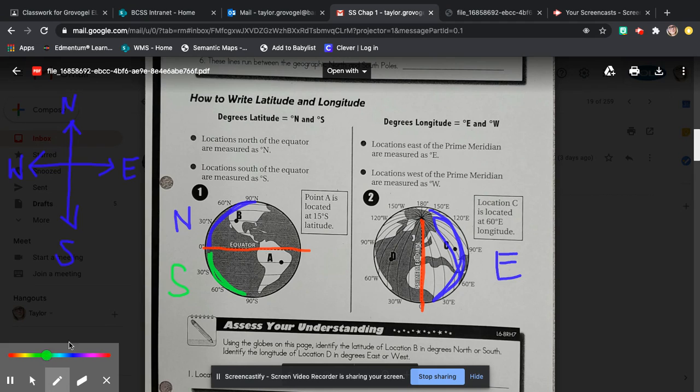So now I'm going to color all of these. Okay, so this is west. So now let's look at location C, which I kind of colored over here. It says location C is located on the longitude line of east.